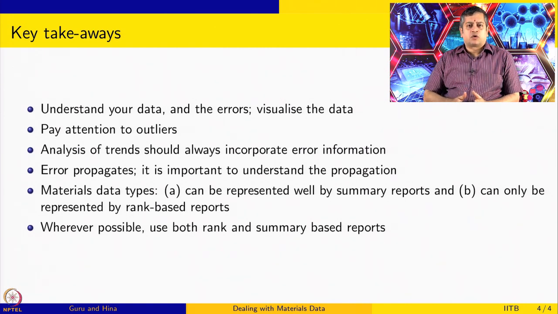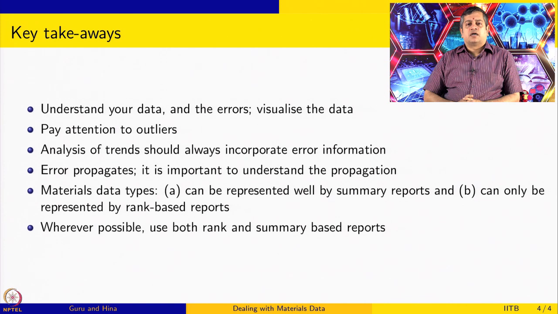And so, if you measure some quantity and if it has some uncertainty, any subsequent analysis that you do using that data also picks up the uncertainty from these quantities. And we have also learnt that the materials data is broadly of two types, one which can be represented by summary reports like conductivity, for example. So, it follows a nice normal distribution, so it is sufficient to give the mean and standard deviation that completely describes the data. This is because every measurement gives one number and the fluctuation that you see is random, it is a noise. So, it can be very well described by the normal distribution.